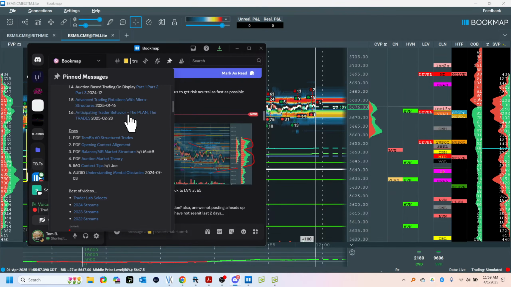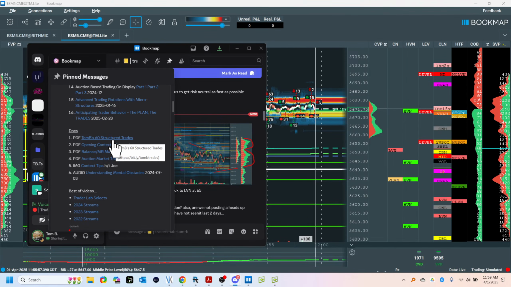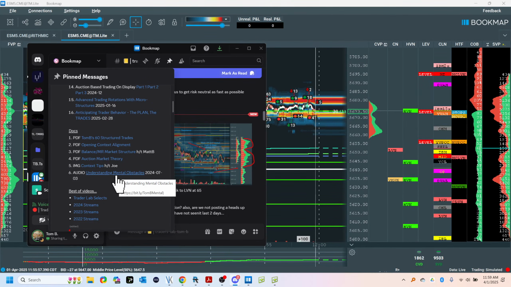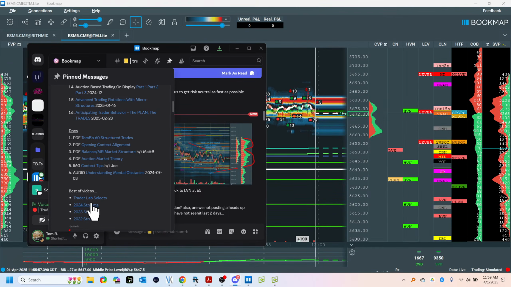There's also all these documents, 60 PDFs of structured trades, kind of core concepts to help you understand how you can begin building out the process. Opening context, trade plans, and it isn't just me, other contributions from traders. That's what the Trader Lab is about. Understanding mental obstacles and a lot more. And a lot of other streams.